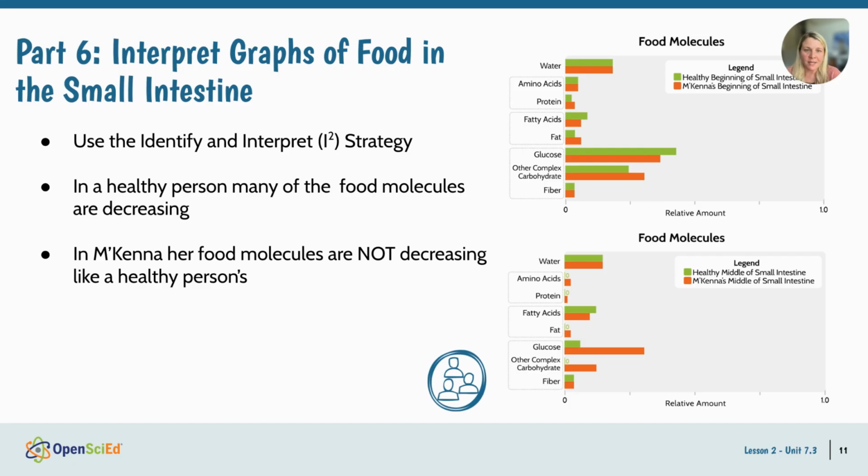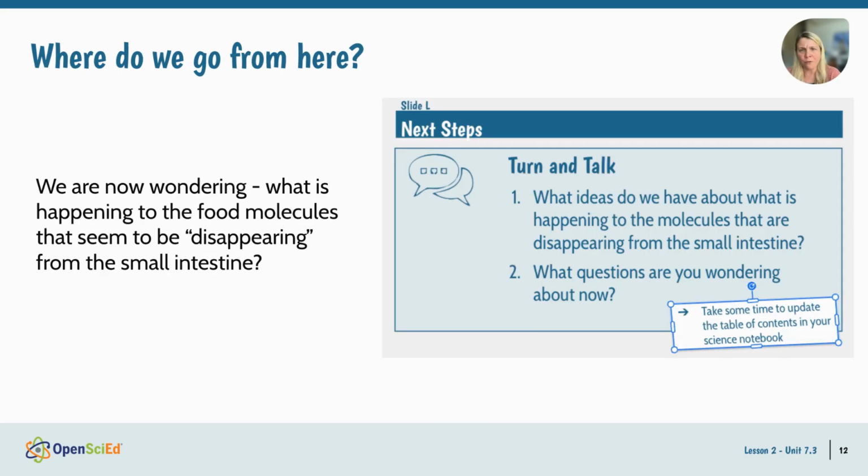First, that in a healthy person, the amount of food molecules, meaning the green lines, are decreasing between the start of the small intestine and the middle of the small intestine. And second, that McKenna's data does not match a healthy person, and she has a lot of leftover food. So where do we go from here?